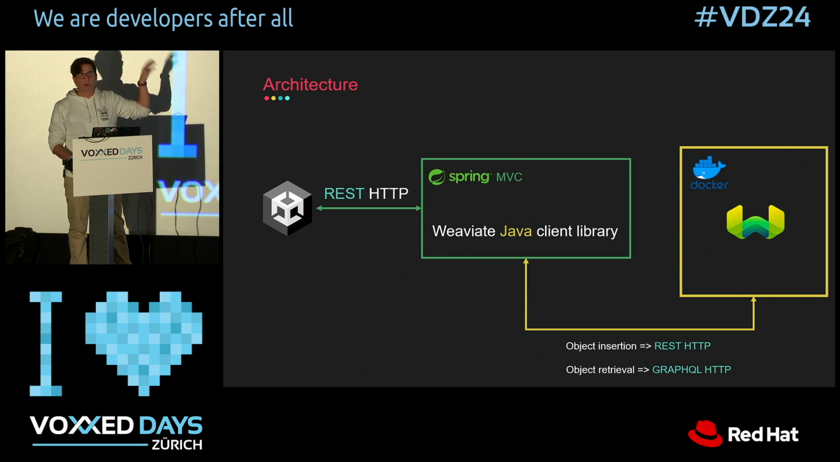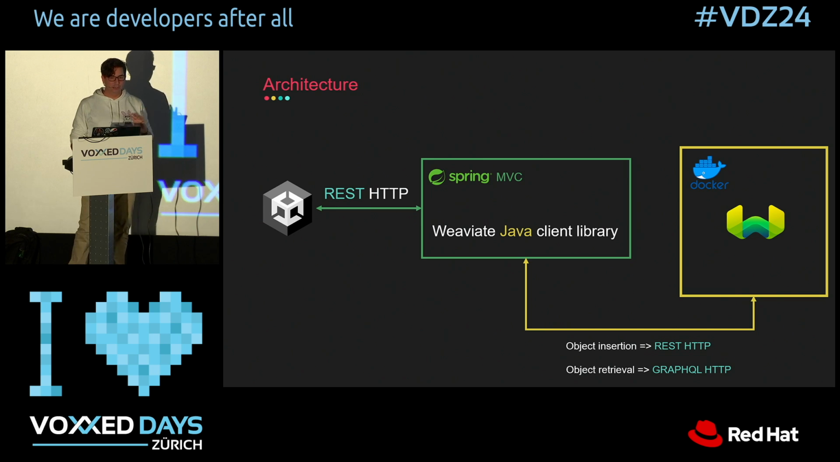From Unity, who doesn't know Unity? I'm sorry. Okay, Unity is a game engine. So we'll be using a game engine as our frontend, which we'll be calling our Spring Boot app, where we have the Weaviate client library, which is going to do all kinds of GraphQL REST calls to our Docker image with Weaviate.